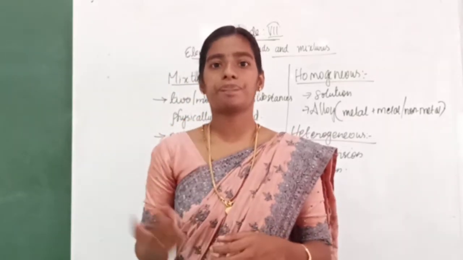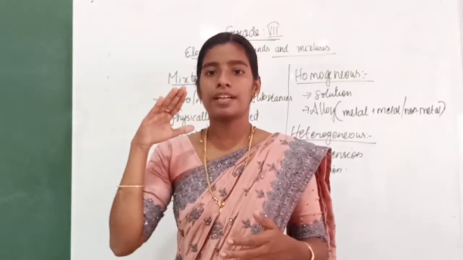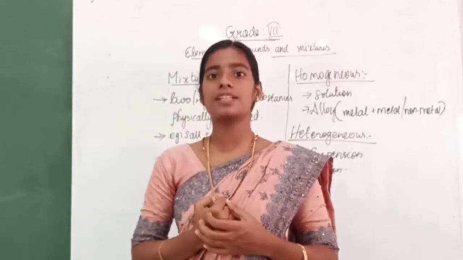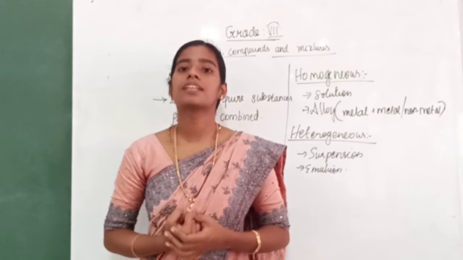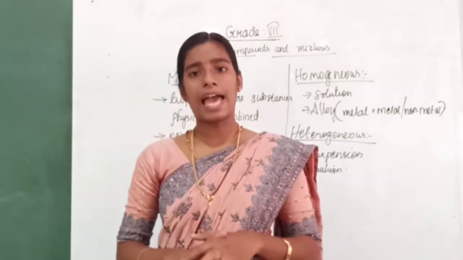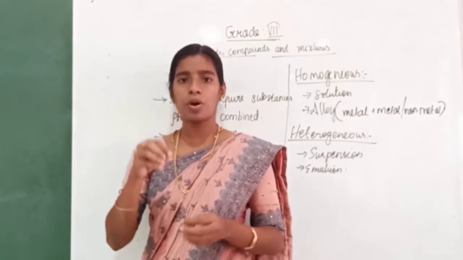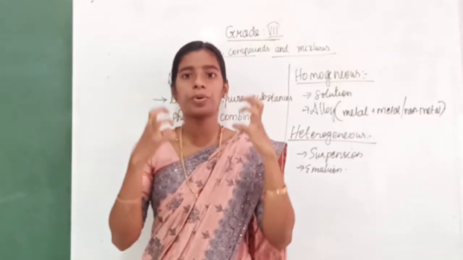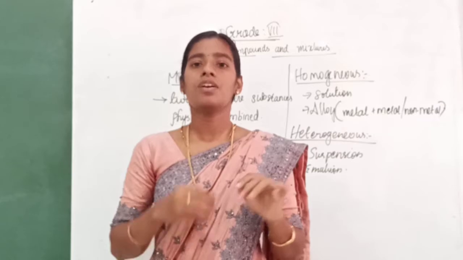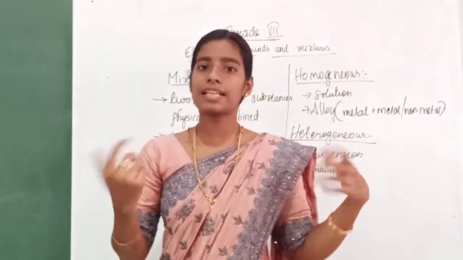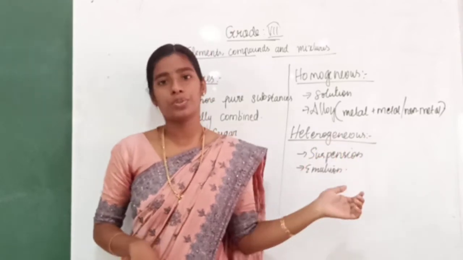Then divisible. When you allow this mixture some time for settling, the chalk powders will settle down. So it is divisible and non-uniform. When you put the chalk powder, the distribution of this chalk powder in the liquid is non-uniform. In one place two or more pieces will be there, in another place only one piece will be there. Like this, the distribution is not uniform.